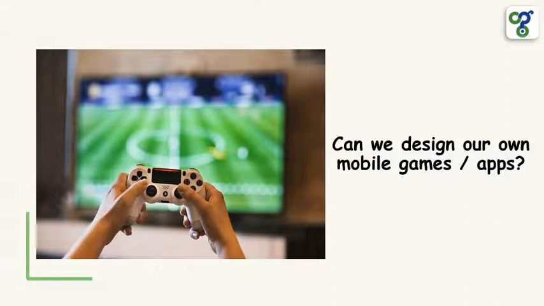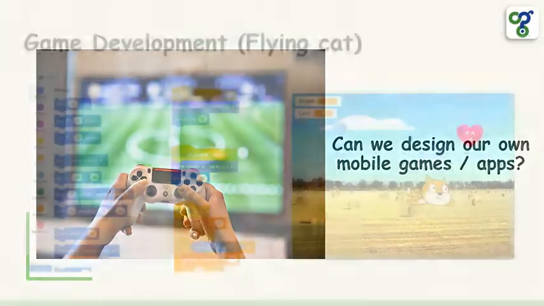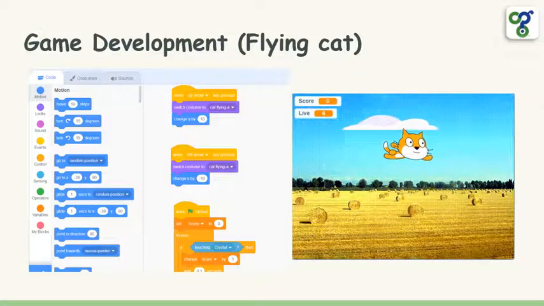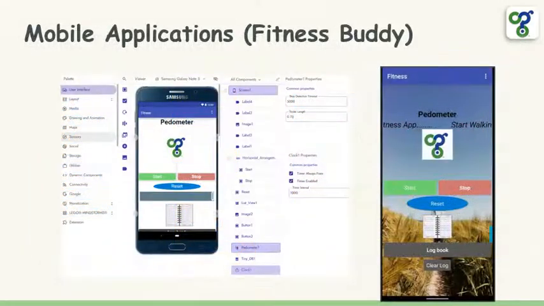We all use mobile games and apps in our daily lives. But how about we create one ourselves? In this example, students have created an animated game using block coding. Here students have created a utility app. They not only program the app, but also plan the UX.